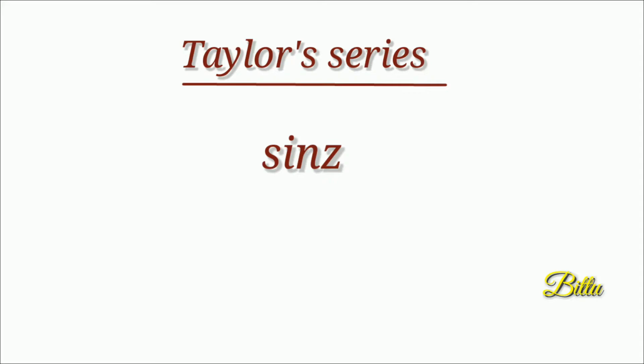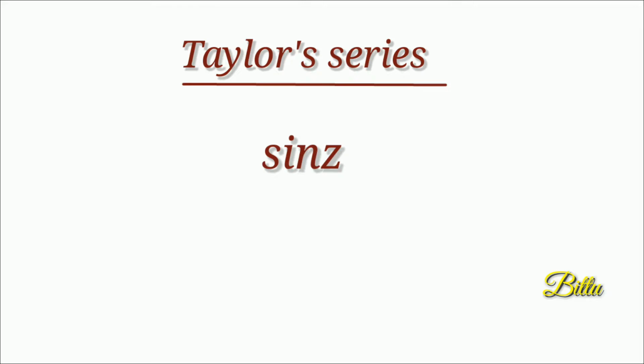If a is 0, then we can expand sin z in the form of an infinite series containing positive powers of z. If a is 2 pi, then the corresponding series will be an infinite series of positive powers of z minus 2 pi. If a is 3 pi by 2, then sin z can be expressed in the form of an infinite series containing positive powers of z minus 3 pi by 2. See, in this way you can expand by using Taylor series.